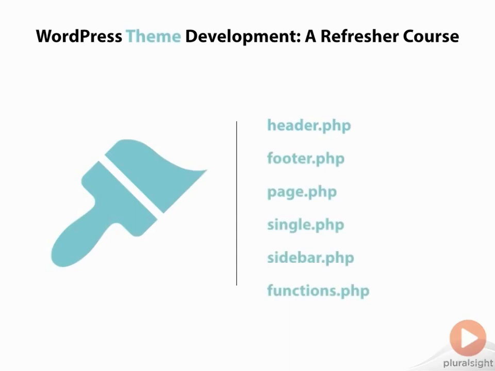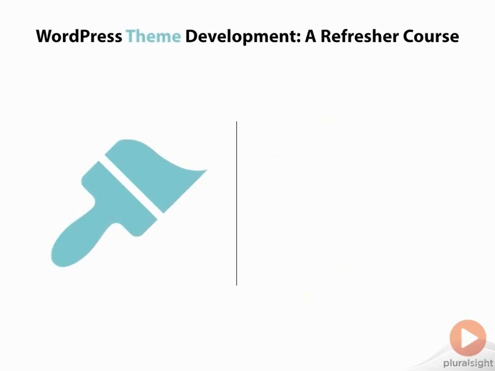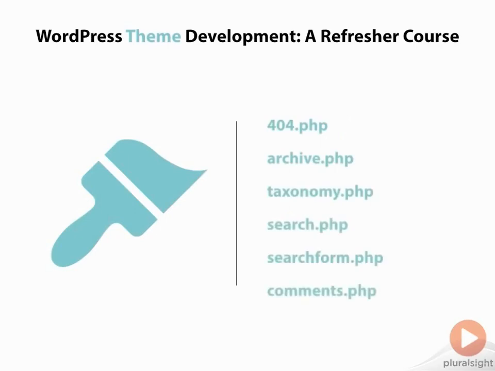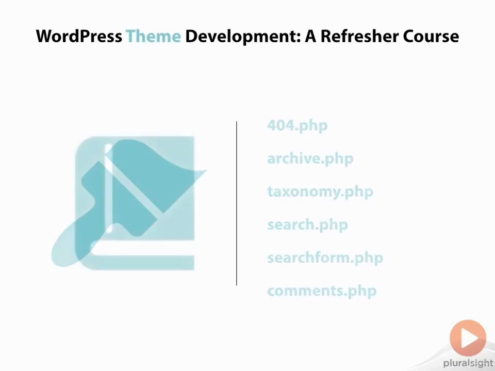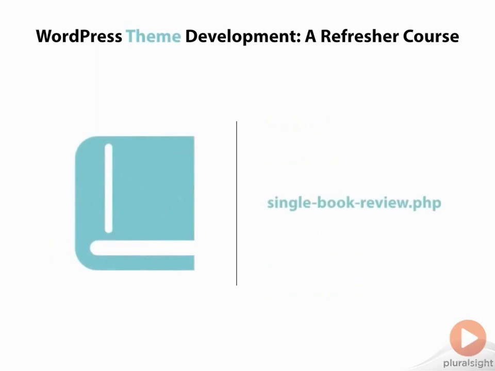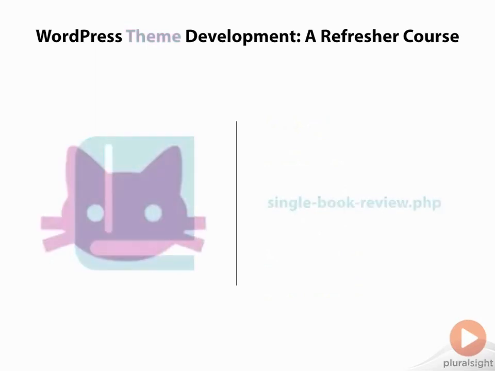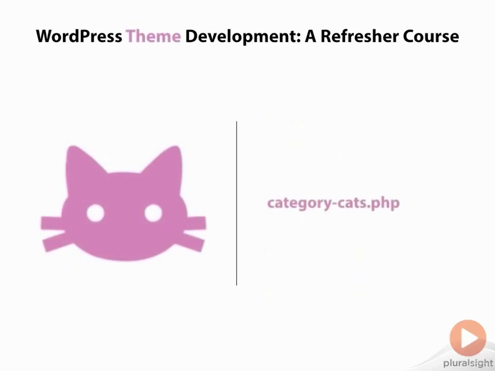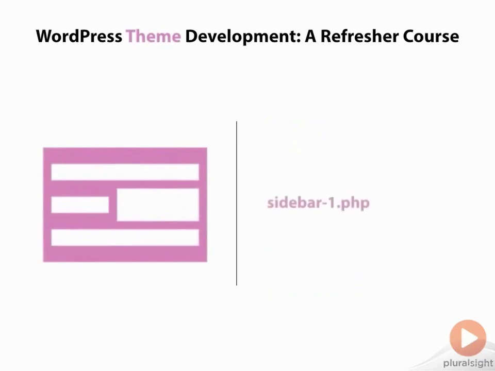Besides these, there are other files that WordPress looks for other types of pages that include 404, archive, taxonomy, search, search form, comments, and more. You can get even more specific with some of these things by specifying or naming the files differently. Single-book-review.php would be a single template for a custom post type named book review. Category-cats.php could be an archive template for the cats category. Sidebar1.php could be used to fetch a specific sidebar on some templates with the getSidebar function.